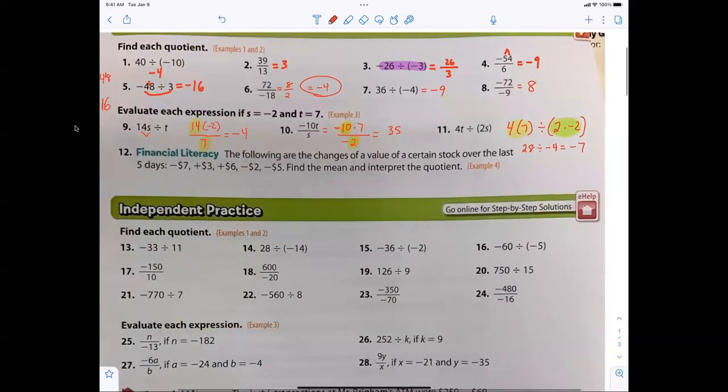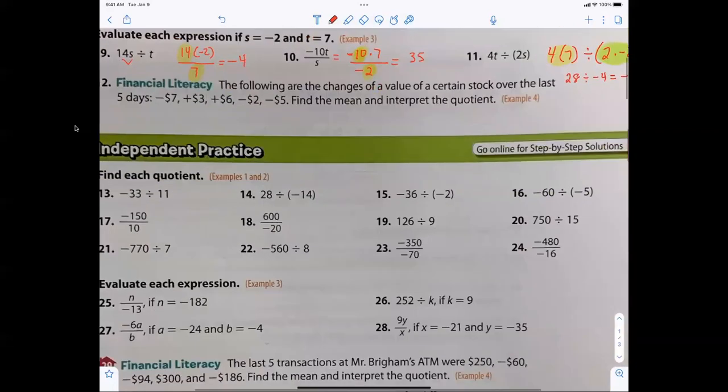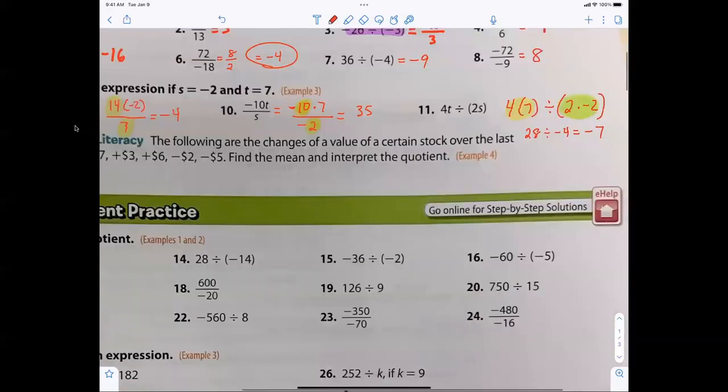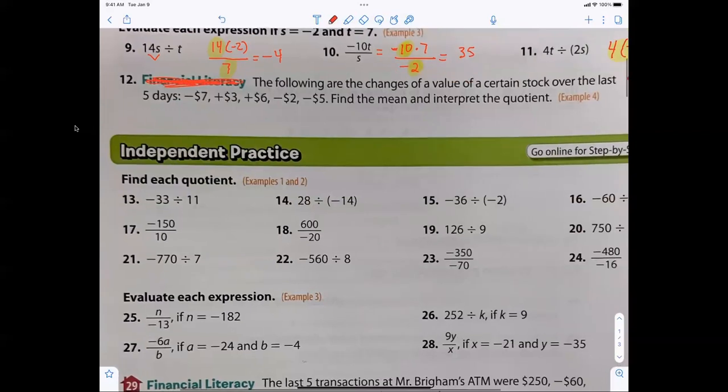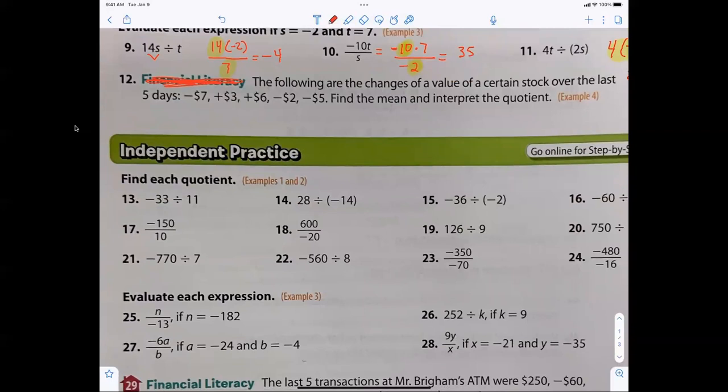Okay, here we go. I'm going to let you read that for me. Go. You don't have to read the financial literacy part of it. Changes of the value of a certain stock over the last 5 days. Keep going. Negative 7, 3, 6, and negative 2, and negative 5. Find the mean. I don't care about interpreting. All right. What I want you to do is, do you remember how to find the mean? Do you know what that means?